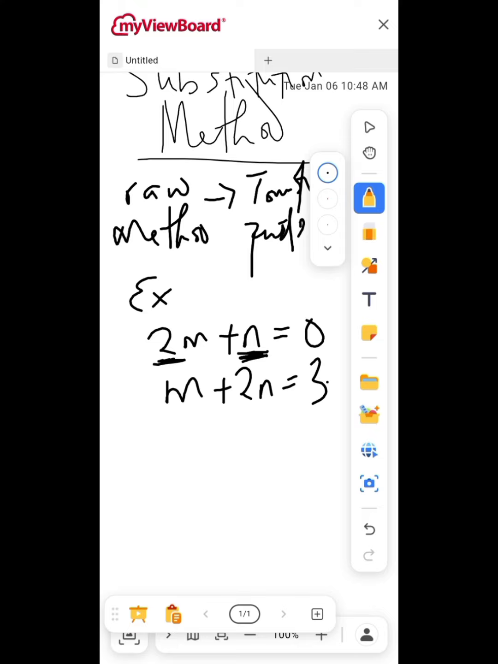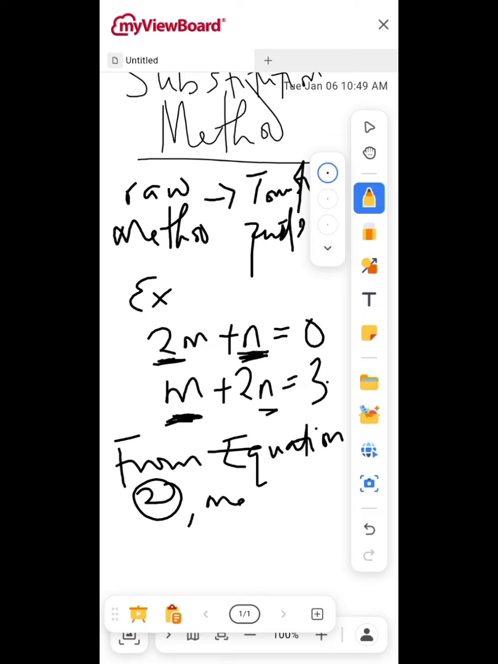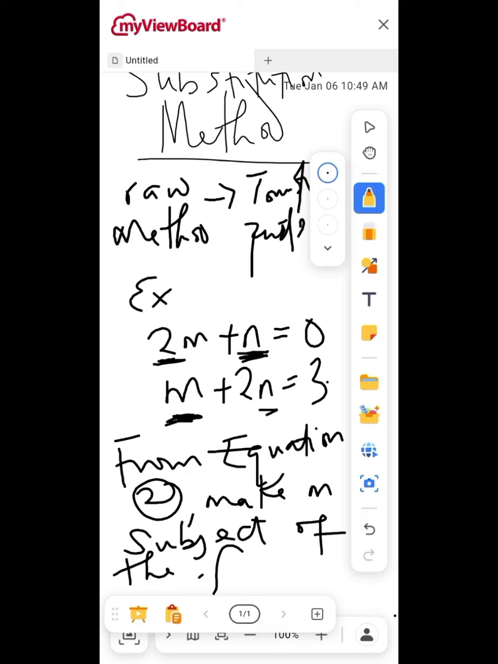Likewise, equation 2, if I decide to settle for it, variable m has coefficient 1, while variable n has coefficient 2. So it's easy for me to make m subject of the formula. So I can decide to settle for any one. I can say from equation 2, make m subject of the formula. Are we together?